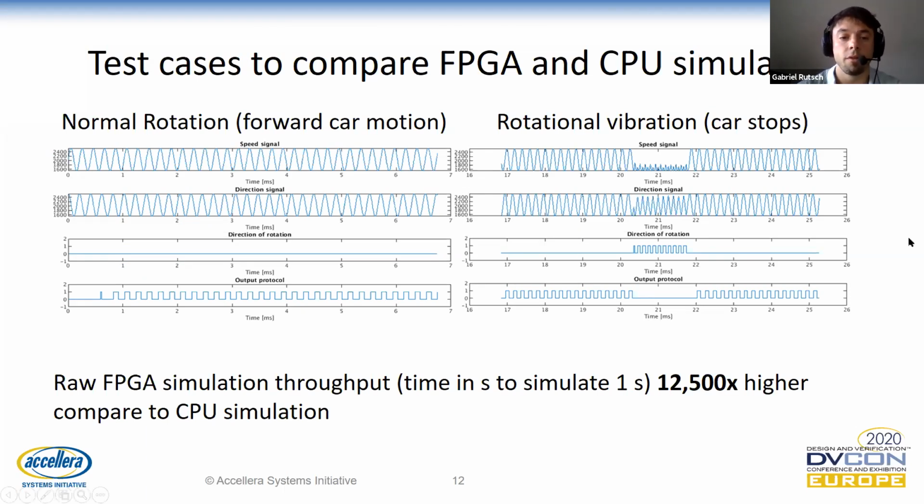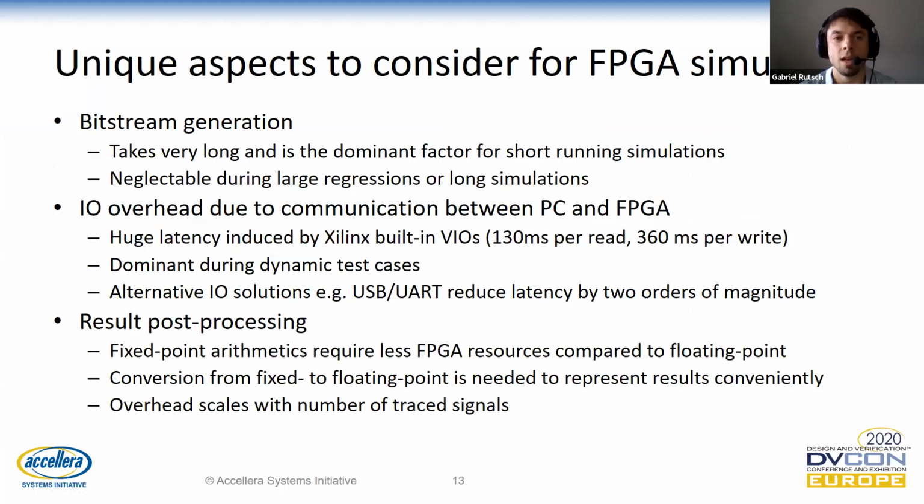The theoretical throughput of the FPGA simulation is significantly faster compared to the CPU simulation. In this setup, it's about 12,500x, which is also typically observable in other research activities. But since we're working on an FPGA-based platform, there are several different aspects that need to be considered on top of that. And one of the most obvious ones is that, of course, you also need to generate a bit stream. This took about 25 minutes in this example, which is quite a long time.